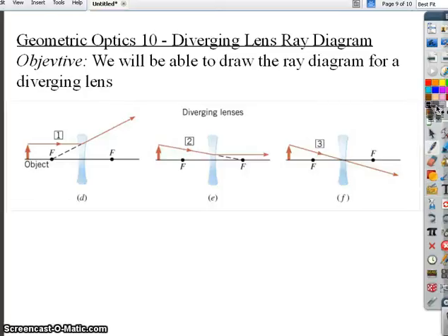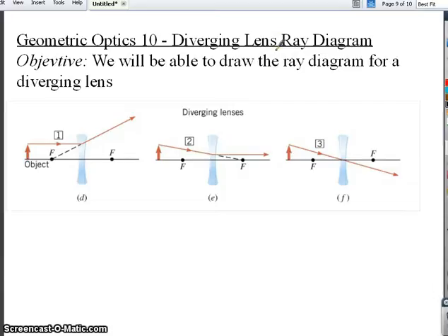Good morning, class, and welcome to this lesson on Geometric Optics 10, Diverging Lens Ray Diagram. Today we will be able to draw the ray diagram for a diverging lens.